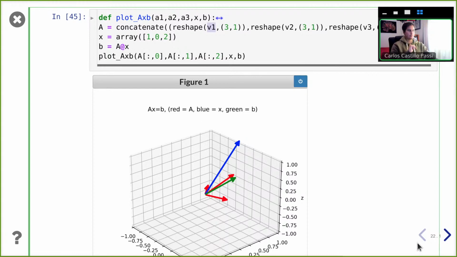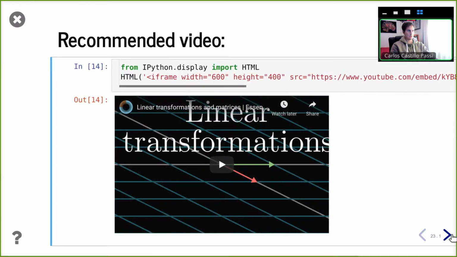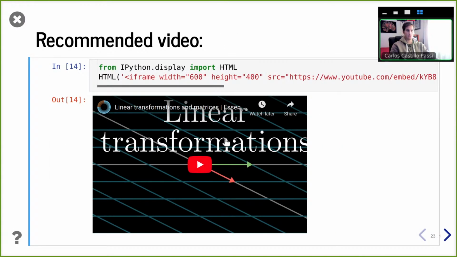Okay. To see a little bit more about linear transformations, please look at this video. It will explain it better than I could possibly do it, and it has very cool animations. So if you want to learn more about how to interpret a matrix as a linear transformation, please look at this.